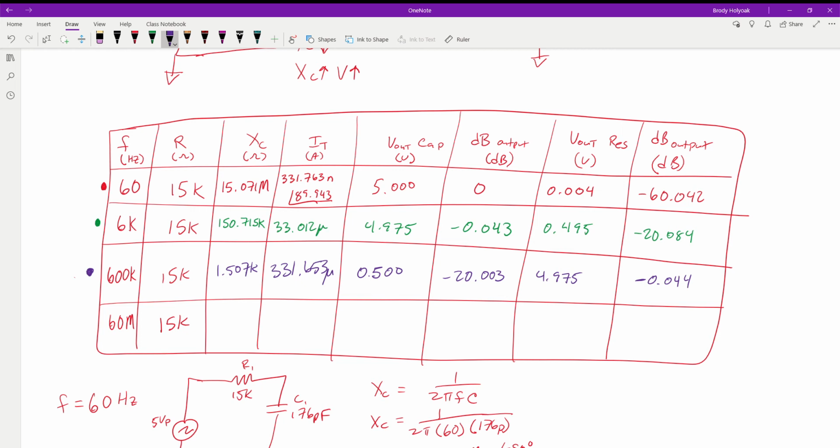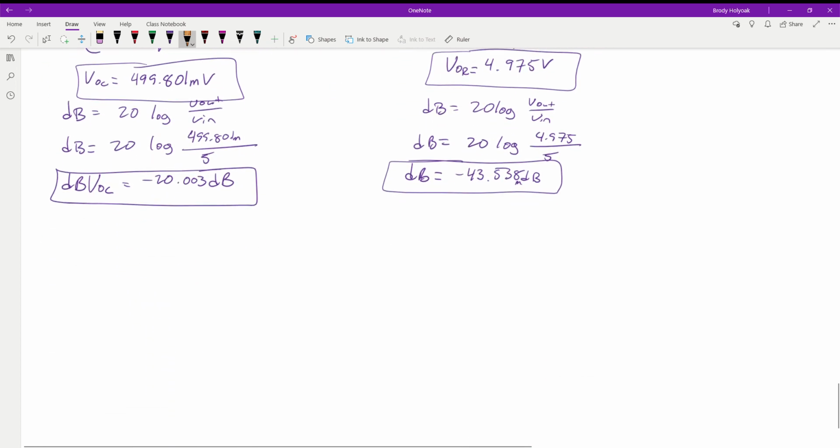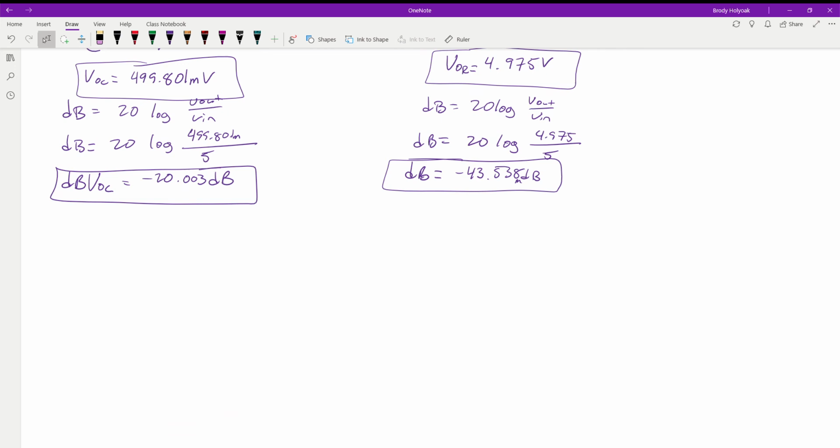Okay, now that we have those done, we have one final circuit to do, with the last value that we have. We'll do this one in kind of a gold, and this is the 60 megahertz for our frequency. So again, we're going to have the exact same circuit. We have our resistor, we have our capacitor, we have 176 picofarads, we have our 15 kilo ohms.